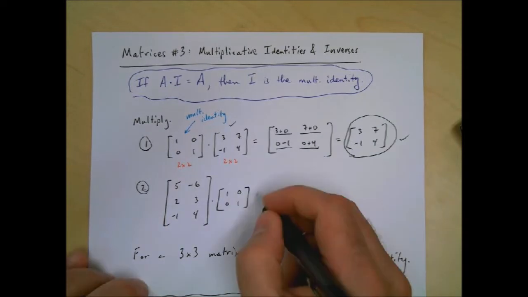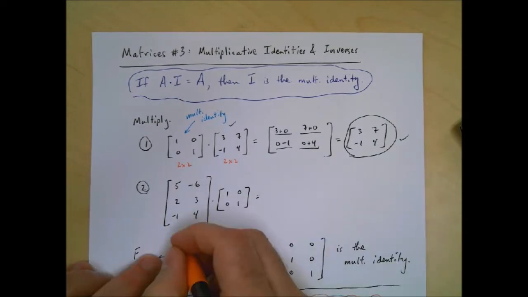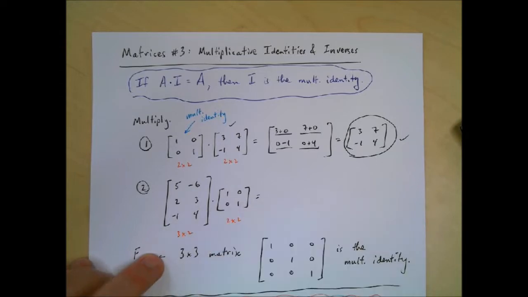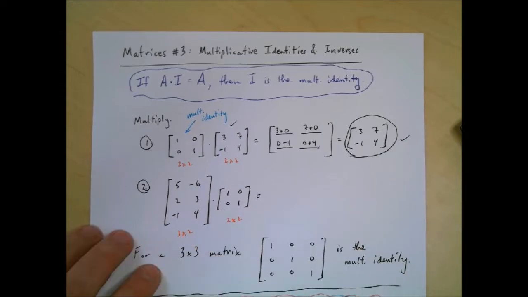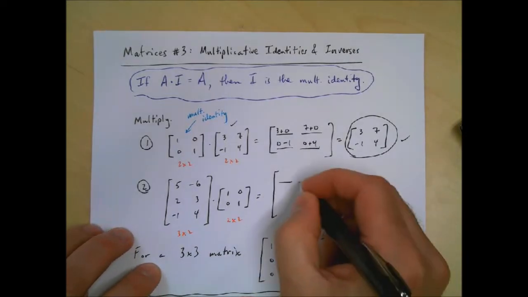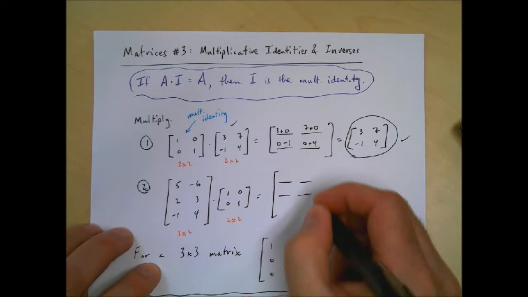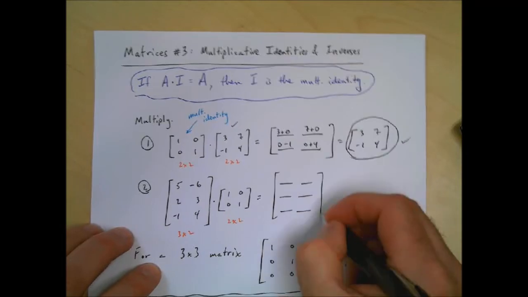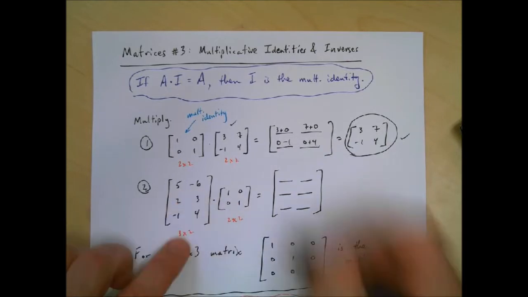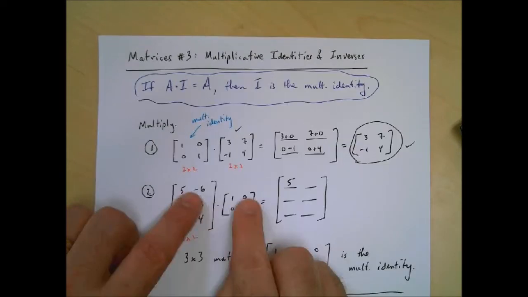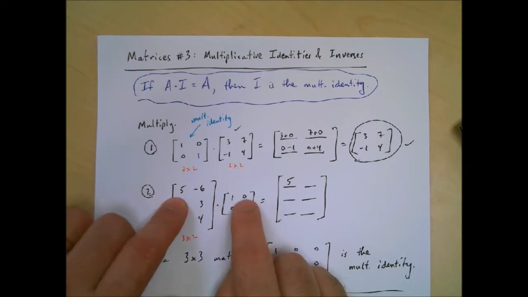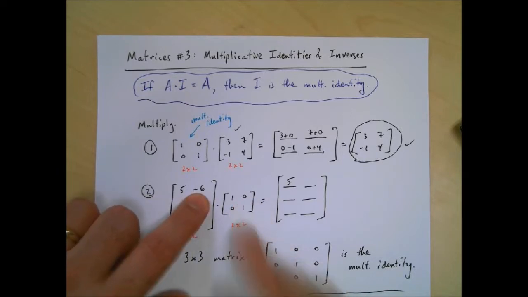Okay, so let's try this one right now. This is a 3 by 2. This is a 2 by 2. So yes, it is possible, and the resultant will be a 3 by 2. Okay, so 5 plus 0. Let's see. 0 minus 6.